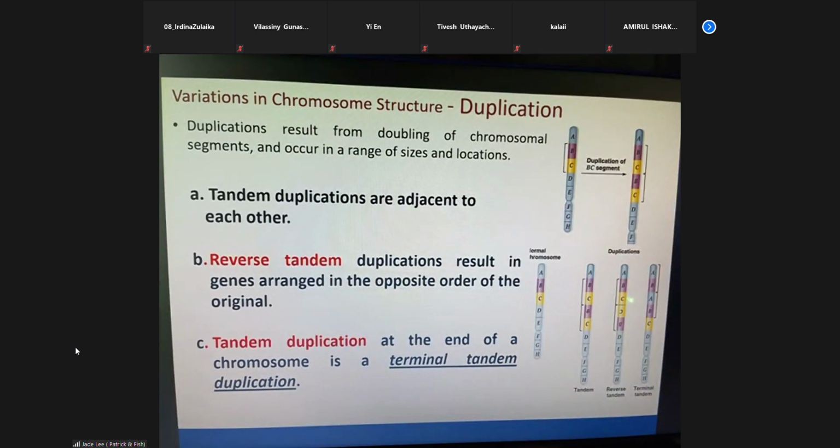BC, CB. Tapi you tengok C dia, bukan you tulis C macam ni, dia terbalik juga kan? Dia punya C di sini. Tulis macam tu. B macam tu. Ini what is called reverse tandem repeat. Okay? And tandem replications at the end of the chromosome is what you call the terminal lah. Terminal punya tandem repeat ni.